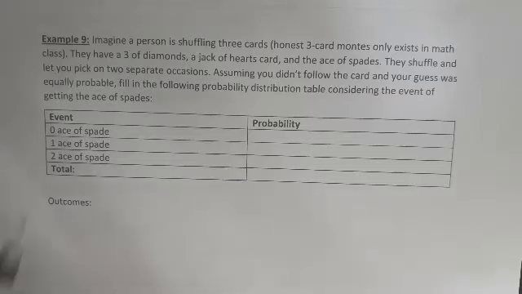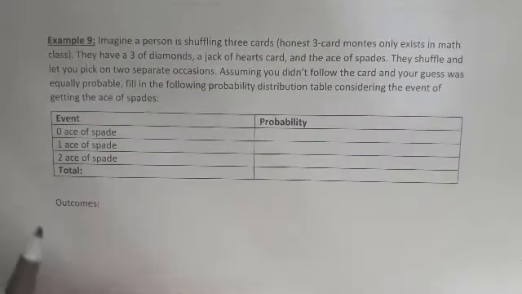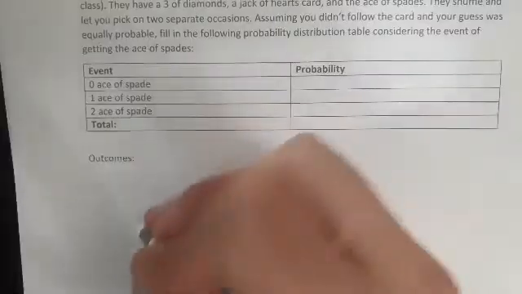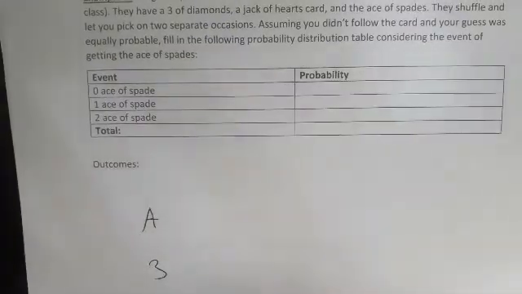So we're picking twice, so we could get none. We could get no ace of spades on both picks. We could get it on one, but not the other. We could get it on both of them. So if we think about this, a branch chart might be a good way. We have a 3 and a jack. Is that what we have?